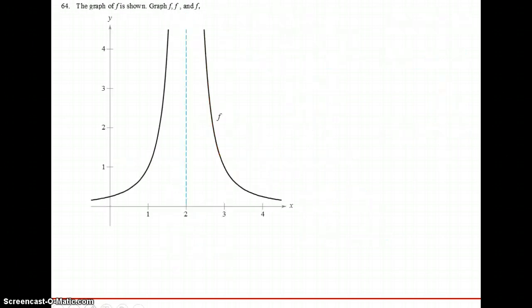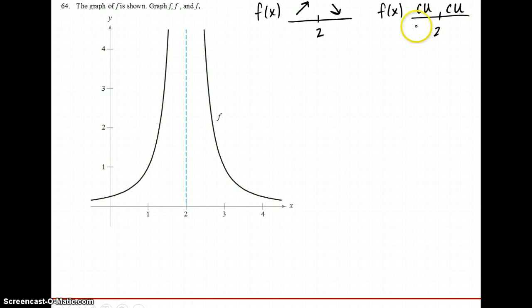Alright, last one. So f of x, my function switches from increasing to decreasing at 2. And my function is concave up to the left of 2 and also concave up to the right of 2. So I need to make sure I put 2 on the number line because 2 is a discontinuity.